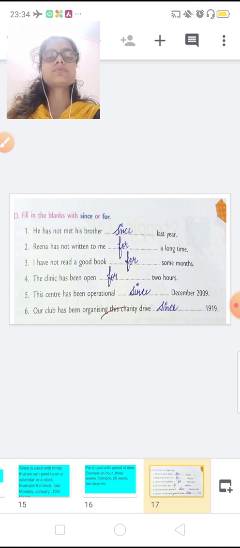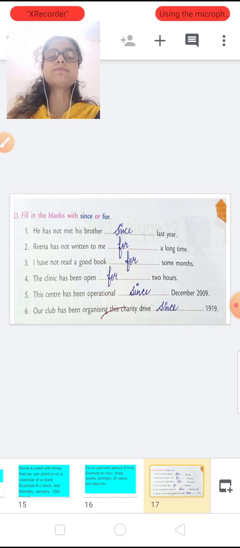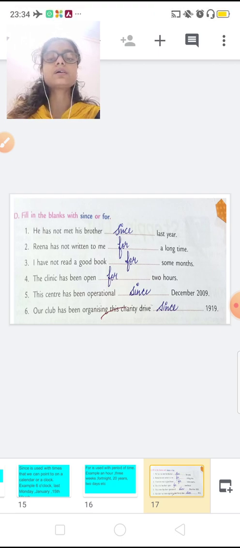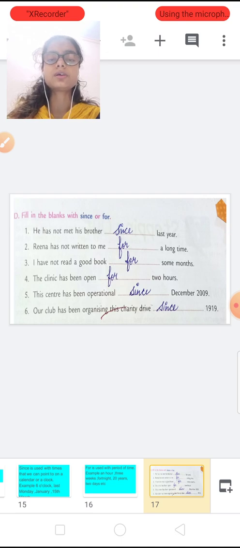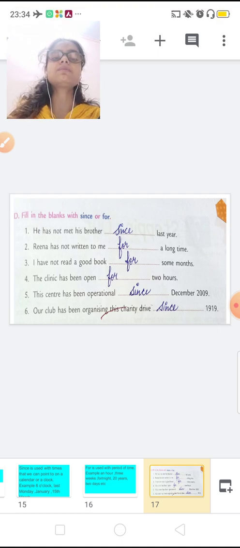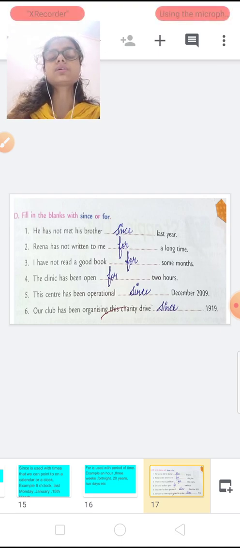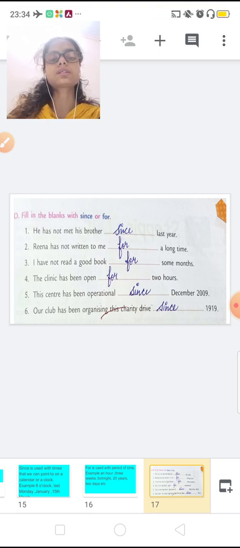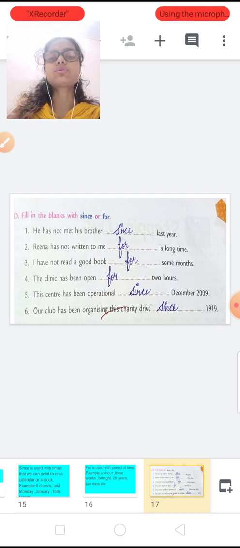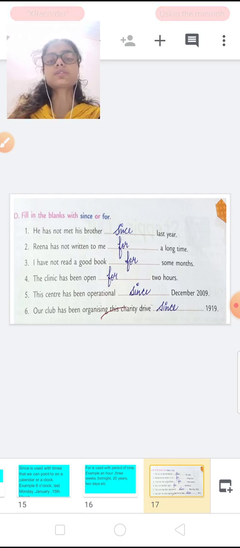Reena has not written to me for a long time. I have not read a good book for some months. The clinic has been open for 2 hours. The center has been operational since December 2009. So you can see, we use since when we can point out something on the calendar or clock, or a very long distance in time. It's not just long, it's a very long time period.